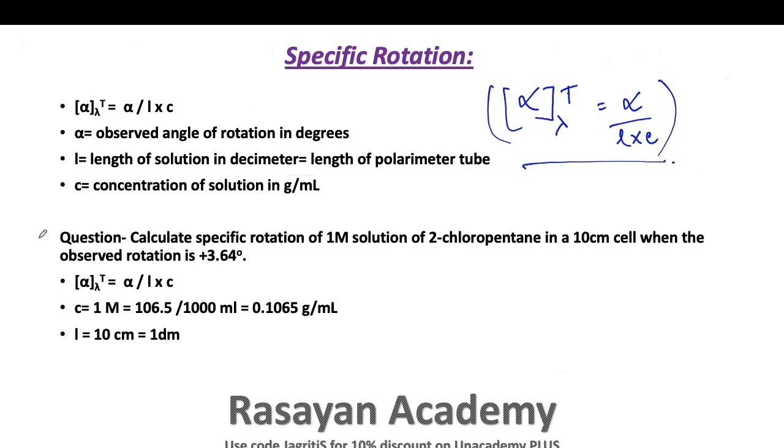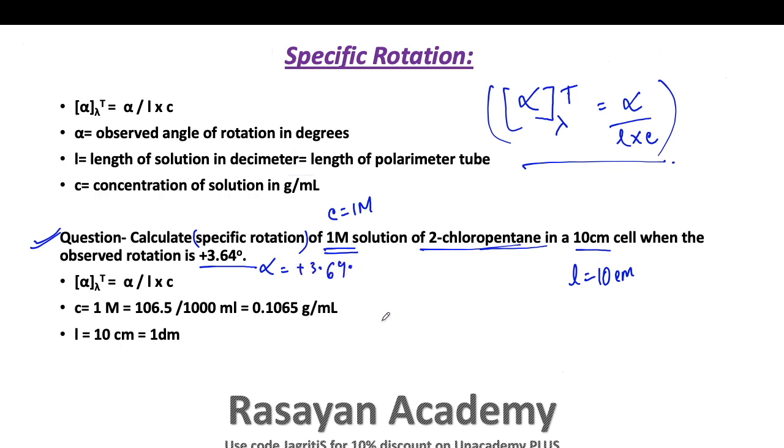Now, let's do a question on this. Calculate the specific rotation of 1 molar solution of 2-chloropentane in a 10 centimeter cell when the observed rotation is plus 3.64 degrees. Alright, so what is being asked? Specific rotation is being asked. Concentration is given to be 1 molar, but we don't want this unit. We have to change it. Length is 10 centimeter. We have to change this as well. Observed rotation is plus 3.64.